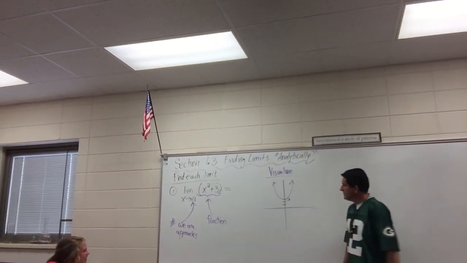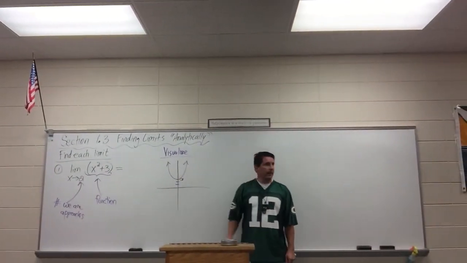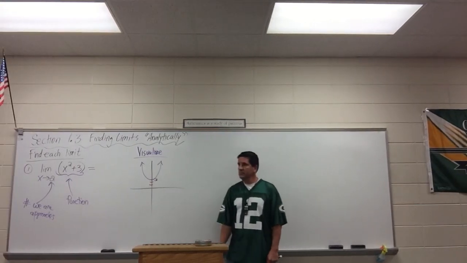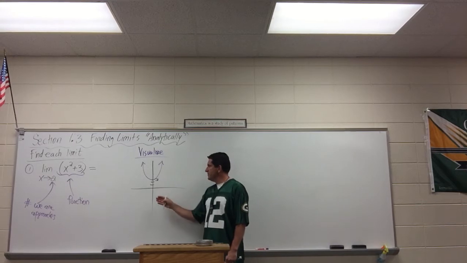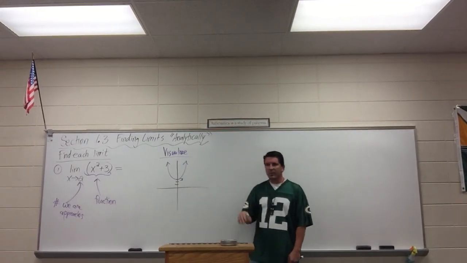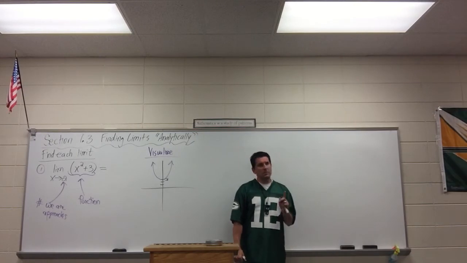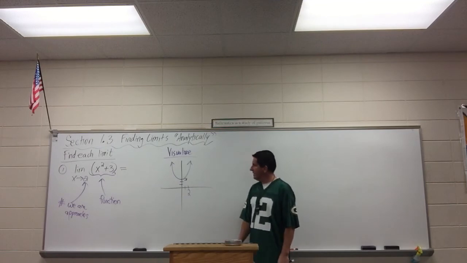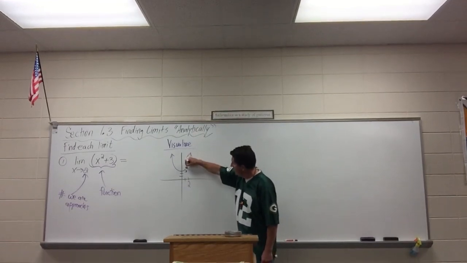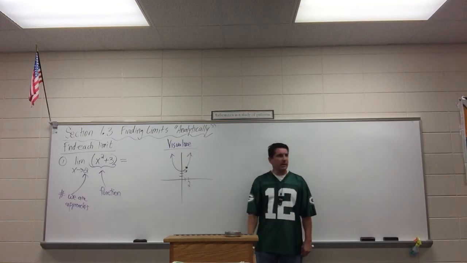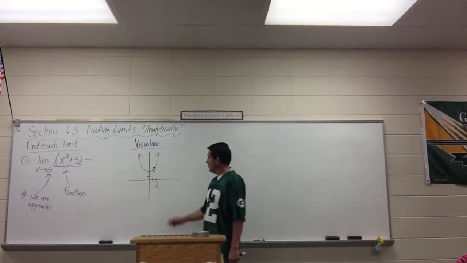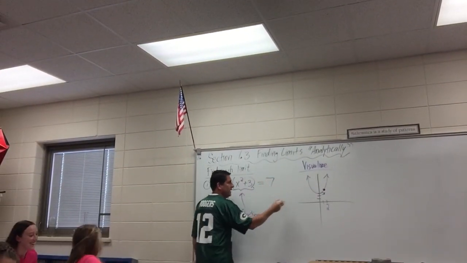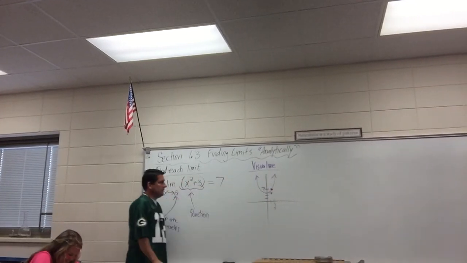Are there any holes in this graph? Are there any asymptotes? No. Are there any jumps? Is there any place that if you plug a number in, you don't get a number out? No. So that means I can approach 2 quite nicely, and if I plug in 2, I'm going to get the actual number that corresponds to it. So plug in a 2, and I get 7 out. And so my answer is 7.